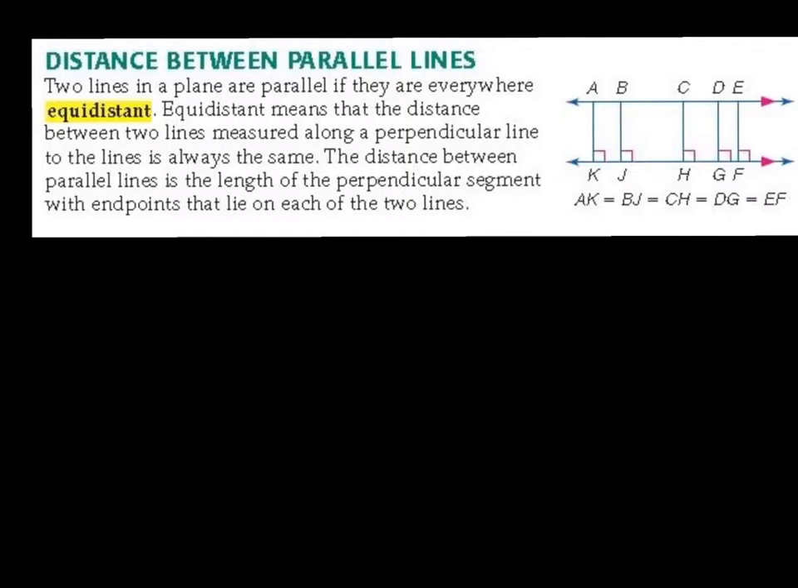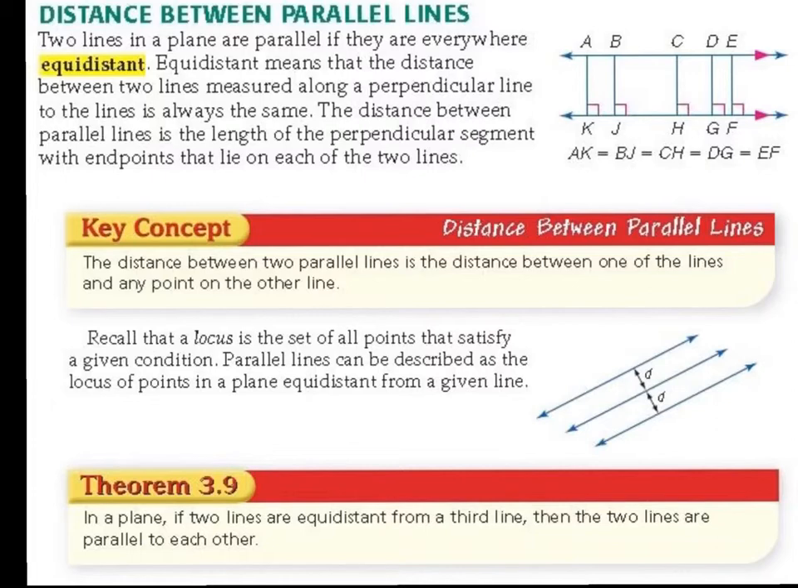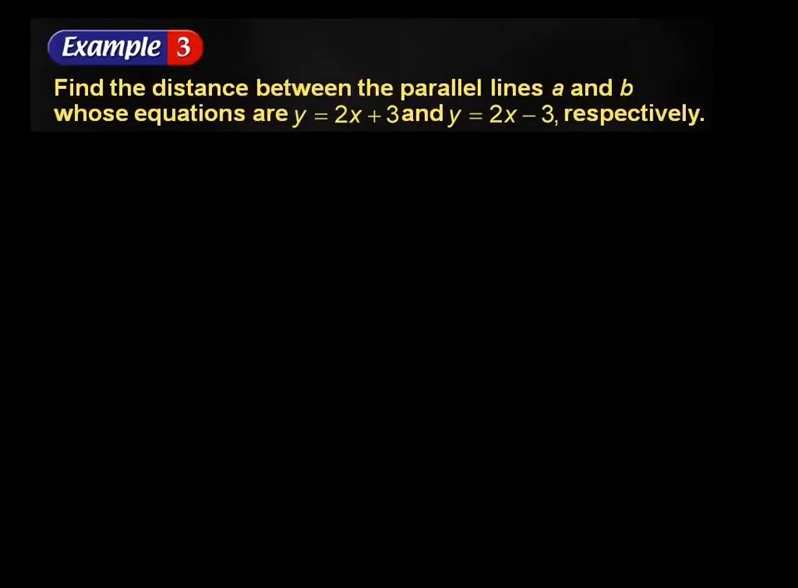The distance between parallel lines is the length of the perpendicular segment with endpoints that lie on each of the two lines. The distance between two parallel lines is the distance between one of the lines and any point on the other line. Recall that a locus is a set of all points that satisfy a given condition. Parallel lines can be described as a locus of points in a plane equidistant from a given line. In a plane, if two lines are equidistant from a third line, then the two lines are parallel to each other. Find the distance between the parallel lines A and B, whose equations are y = 2x + 3 and y = 2x - 3 respectively.